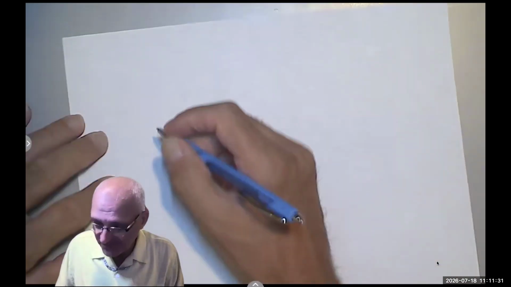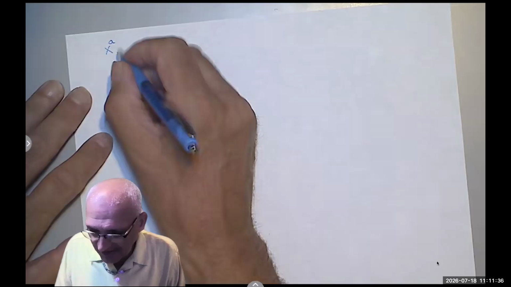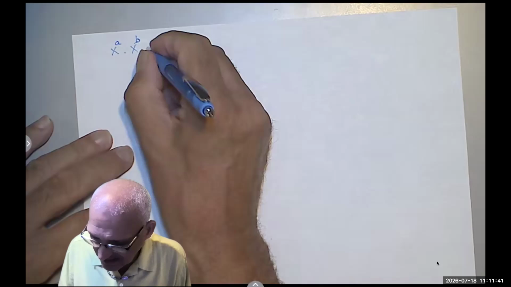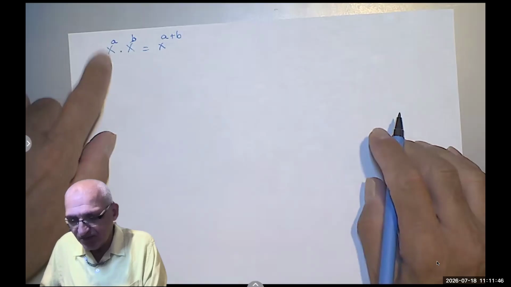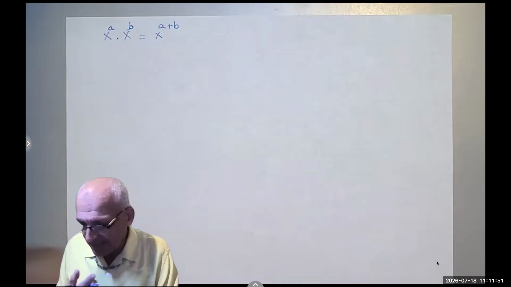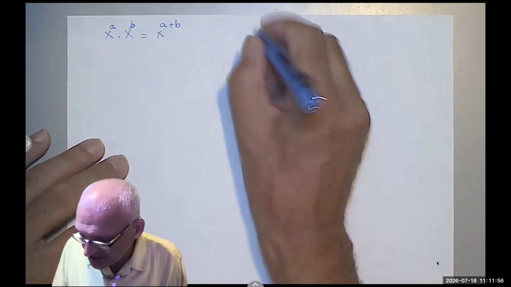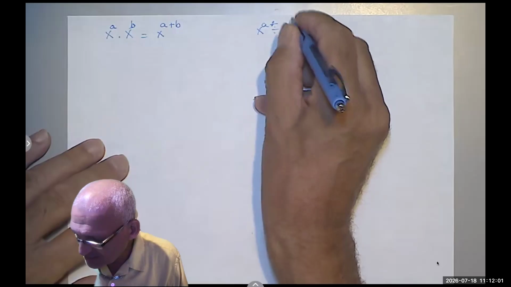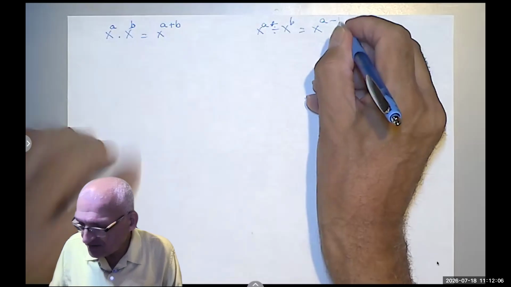If you have two terms with the same base and different exponents multiplied by each other, we already know that we add the exponents, so you get x raised to the a plus b. And of course, since the opposite of multiplication is division, if I divide that by x to the b, the opposite of addition is subtraction, so I get x to the a minus b.